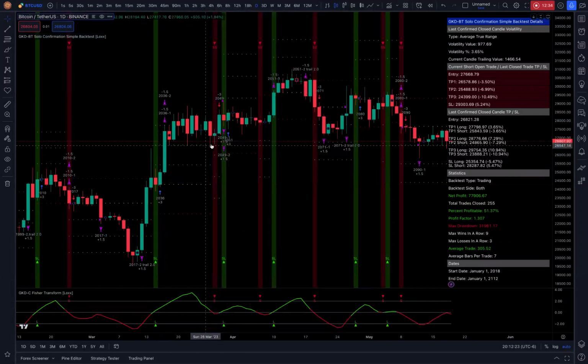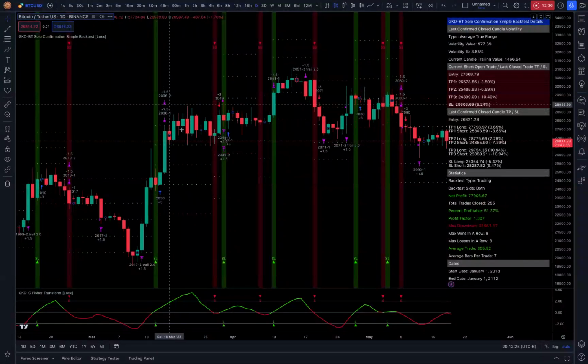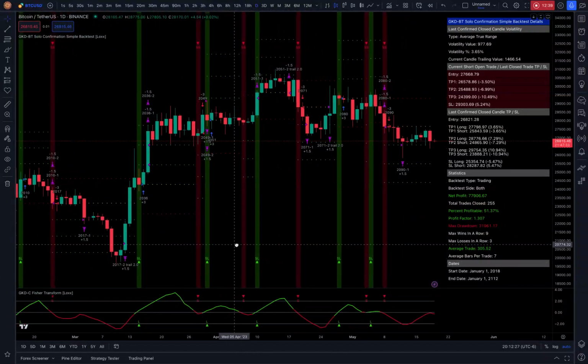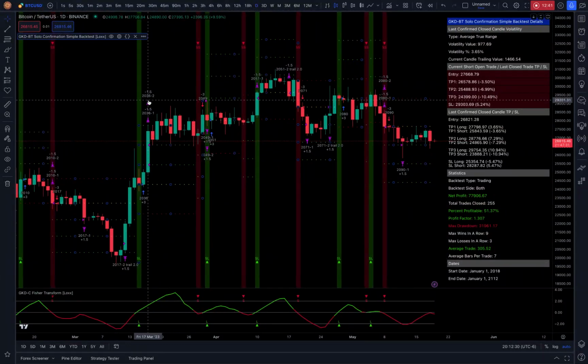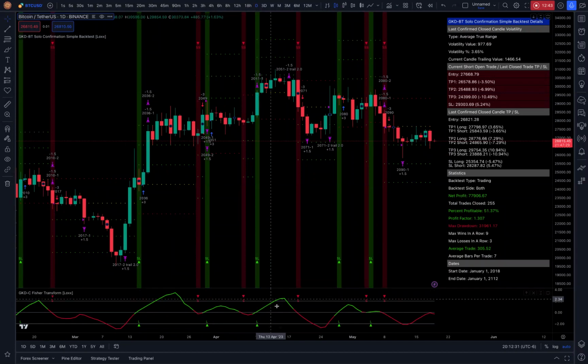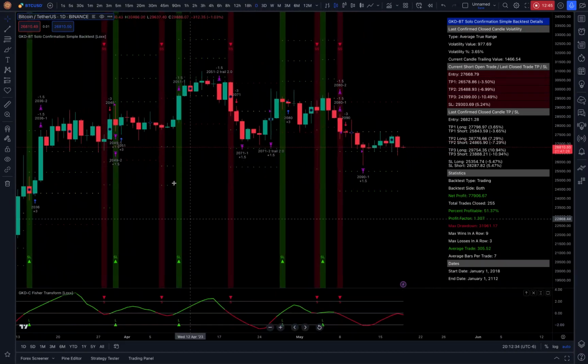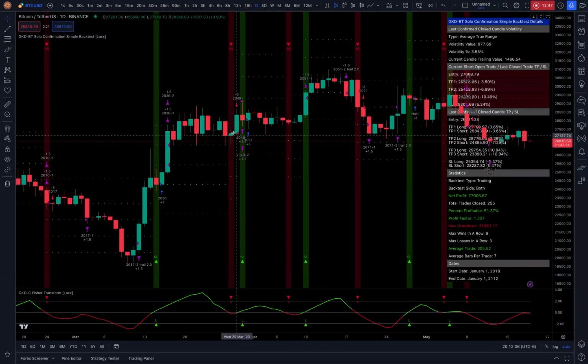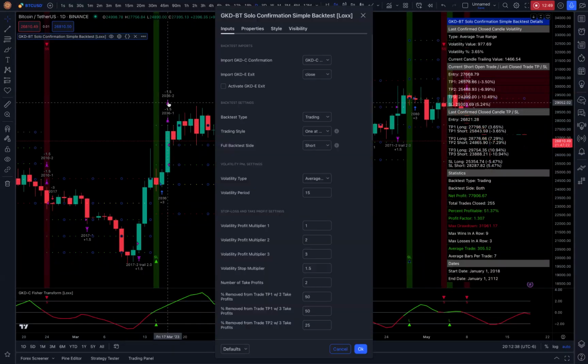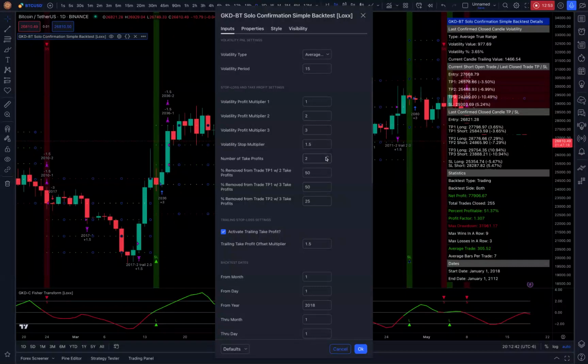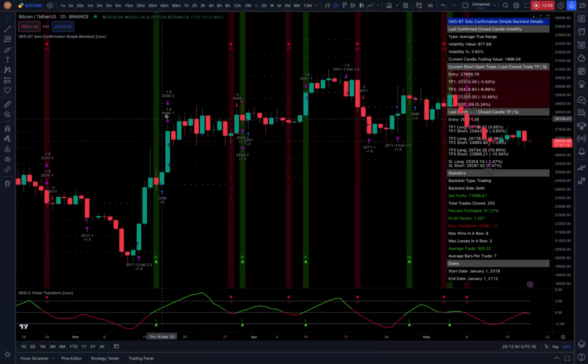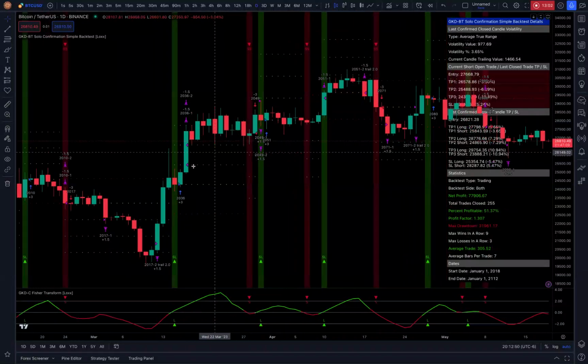So entered here, exited. Let's see here. How many take profits do we have here? I'm trying to see. Let's see here. Oh, we have two up. Yeah, that makes sense. So entered here, exited here, waited until the short showed up there anyways, right?